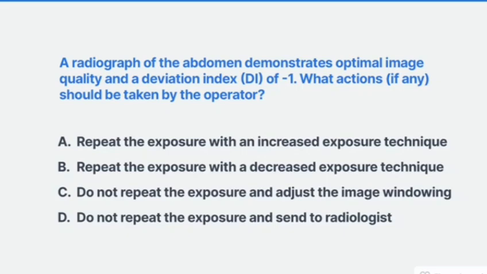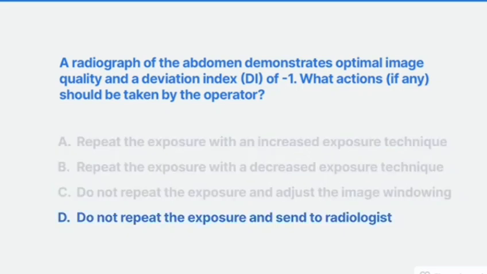The correct answer is D. The operator does not need to repeat the exposure. It's ready to be sent for interpretation. A DI of -1 isn't perfect. It indicates the receptor was underexposed by 21%. But if the image quality is good, there's no reason to repeat the exposure.